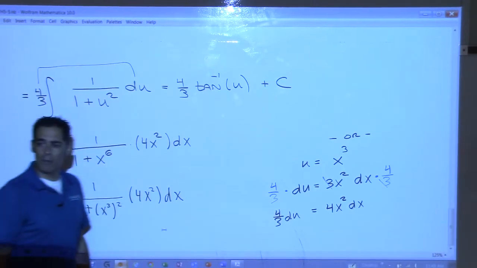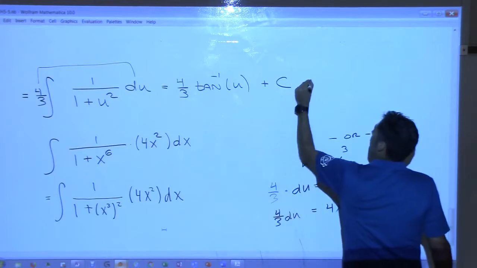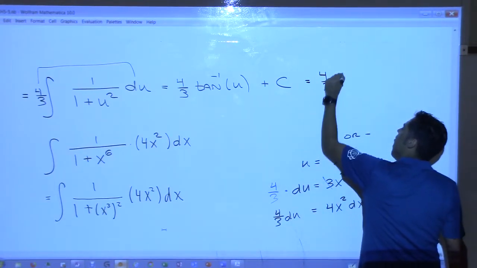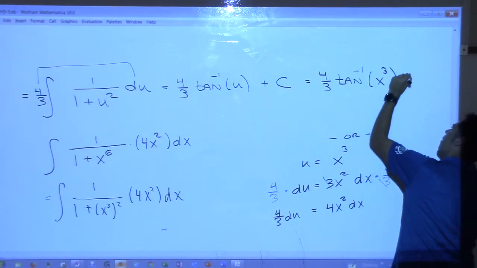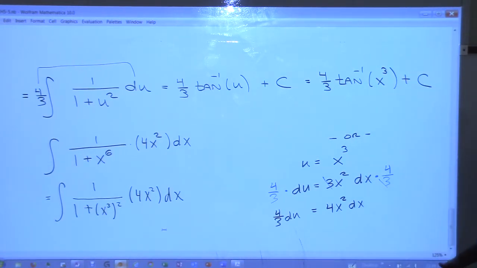Okay, almost done. Replace u with x cubed. 4/3 arctangent of x cubed plus c. Okay, if we take the derivative of this, we should get back the original problem.